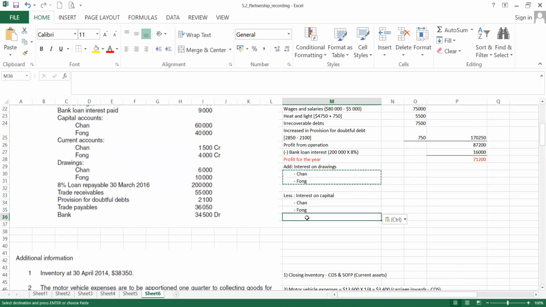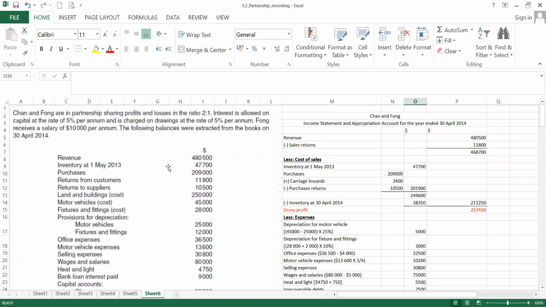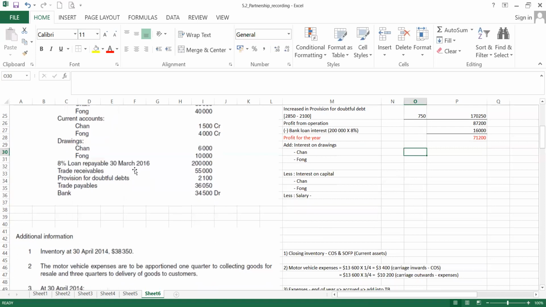Okay, so next is, is there any salary? If yes, then we have to minus, less salary. So partner salary, later we see who is the one that gets partner salary. So this is all the standard items that normally in the exam they will give. So let's see what is the information about the interest on drawing. So interest on drawing is 5%.